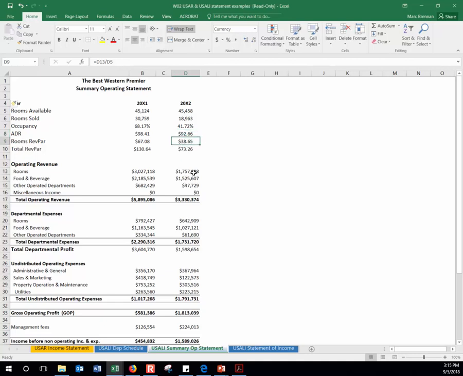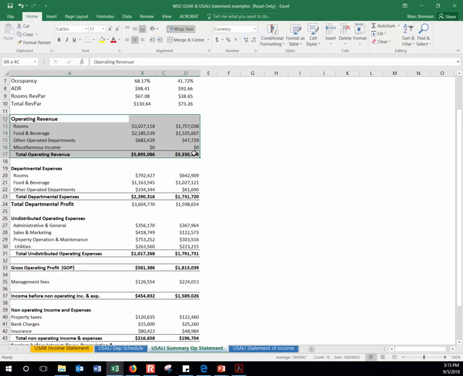Your rooms RevPAR would be for your rooms revenue, and then your total RevPAR would be your total revenue per available room. So RevPAR being revenue per available room. So you'd always want to list this at the top. That way we can already compare this current year to the previous year. So right away I can see that I sold a lot less rooms. My occupancy was less. We'll analyze more in weeks to come.